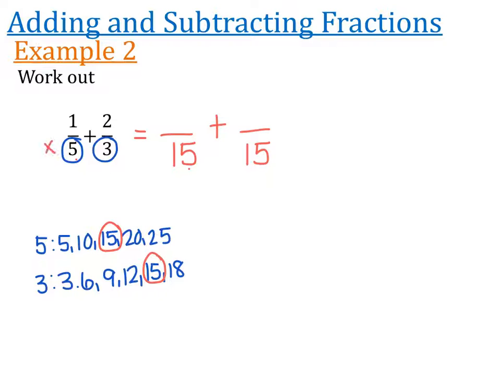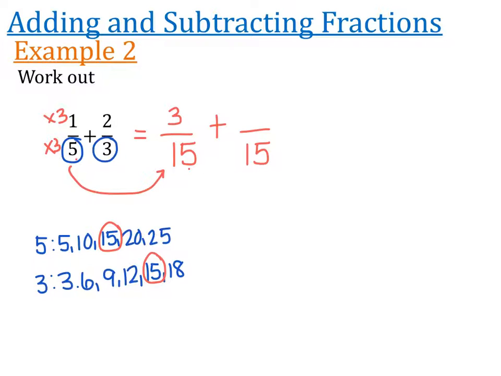So then I have to ask myself, how do I get from 5 to 15? And I multiply that by 3. Now, whatever I do to the bottom of the fraction, to the denominator, I also have to do to the top, the numerator. So I'm going to also times the top by 3. 3 times 1 is 3. That fraction is done. 1/5 and 3/15 are the same thing. They are equivalent fractions.